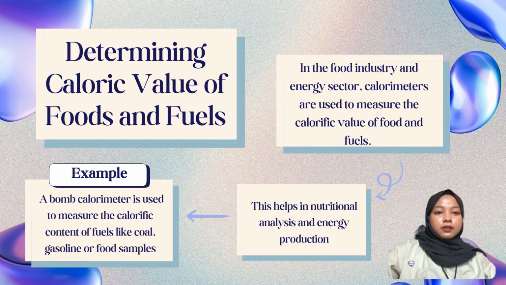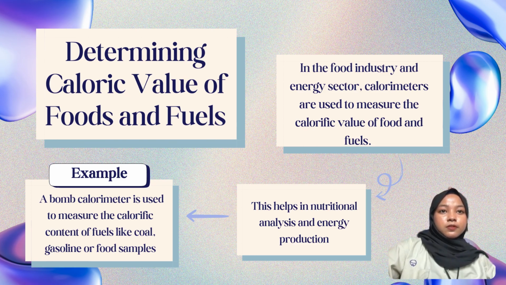The other use of calorimeter is determining caloric value of foods and fuels. In the food industry and energy sector, calorimeters are used to measure the calorific value of food and fuels. This helps in nutritional analysis and energy production. The example of determining caloric value of foods and fuels is a bomb calorimeter is used to measure the calorific content of fuels like coal, gasoline, or food samples.